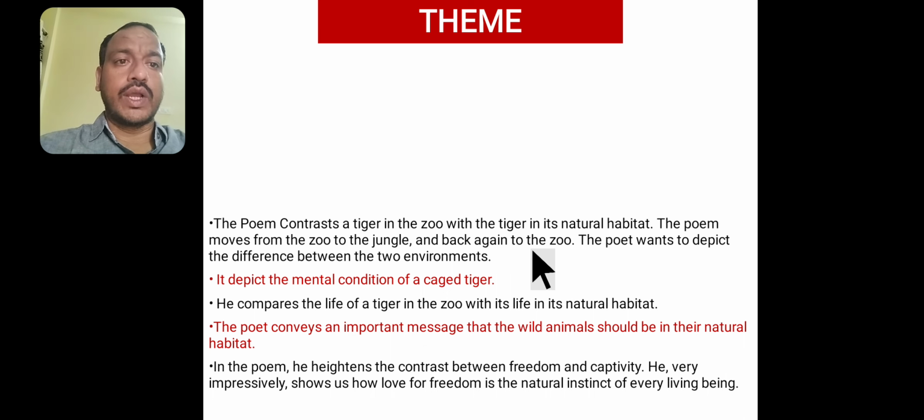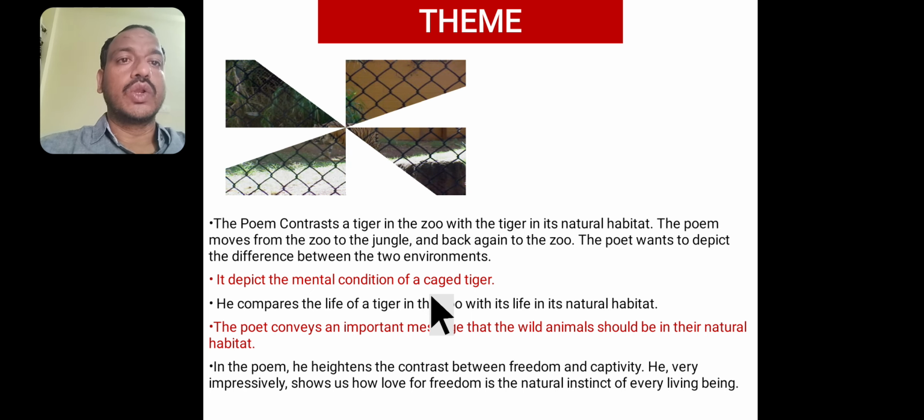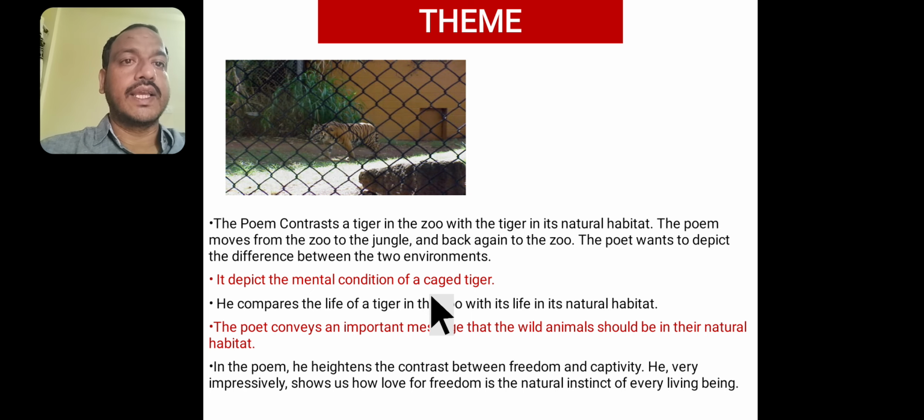So what are the two environments, dear students? The two environments are the zoo and its natural habitat, the forest. It depicts the mental condition of the caged tiger. Here we will also look at the summary and how we are going to understand it in our context. So look at the picture here, how the tiger is being caged in the zoo.